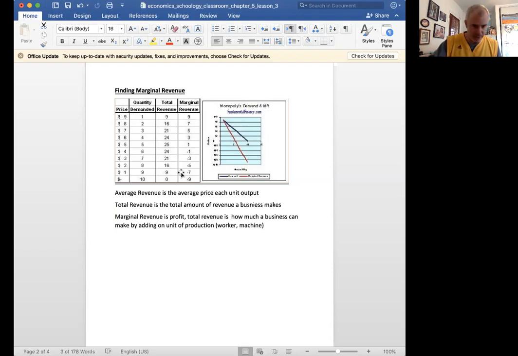So average revenue is the average price per unit output. Total revenue is the amount of business, the total sales. How much do I make total, right? And then your marginal revenue is your profit. So okay, I spend this much, right? I make this much, so I'm going to subtract this number from this number, and I'm going to figure out how much I make, my revenue profit now, right?